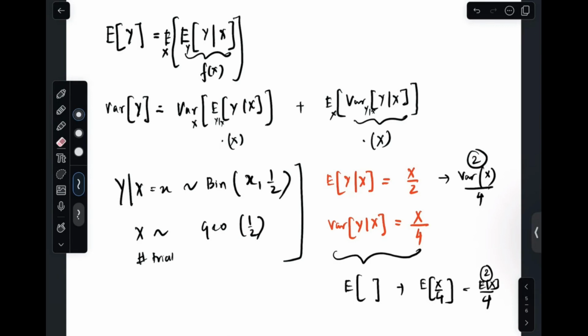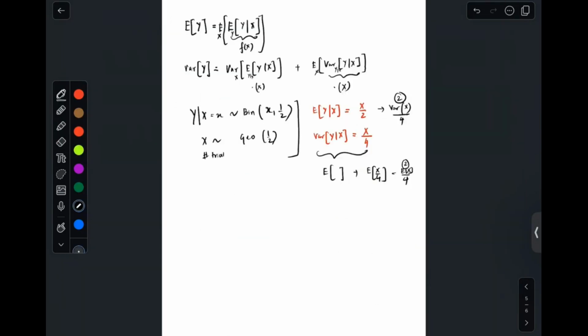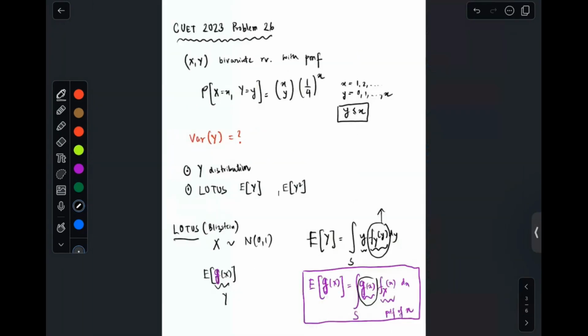And adding this up, you get 1 by 2, which is half. So which is half plus half, which is 1. And therefore you can see the variance is 1.